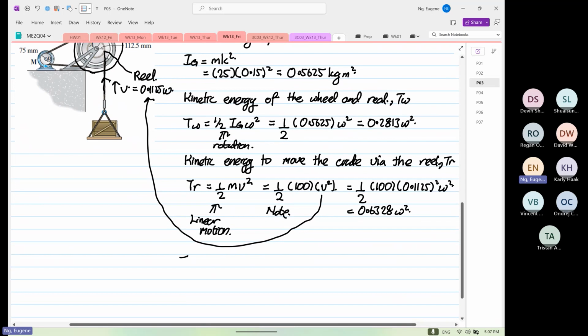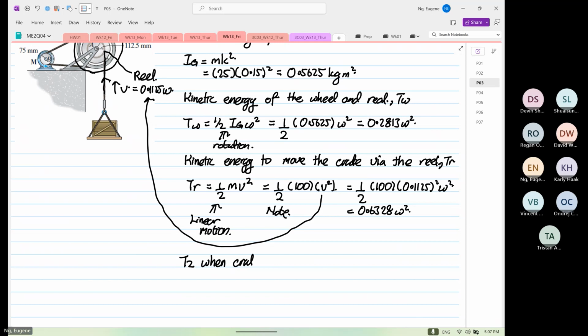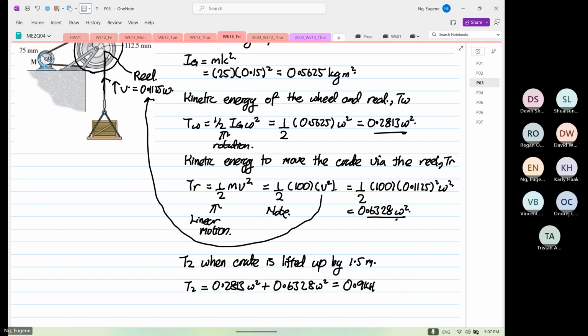So these are all the kinetic energy, okay, at point 2. Okay. So at T2, when the crate is lifted up by 1.5 meters, okay, T2 will be equal to 0.2813 omega squared plus 0.6328 omega squared. Okay, so we add this together with this. Okay, so 0.2813 plus 0.6328 is equal to 0.9141 omega squared.